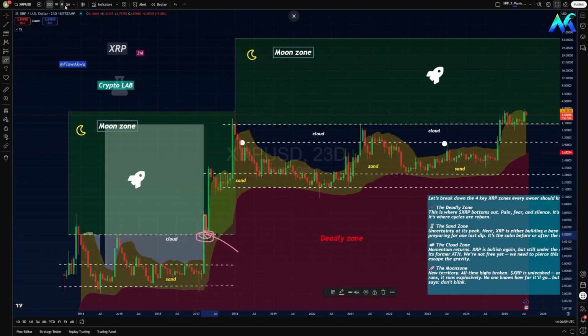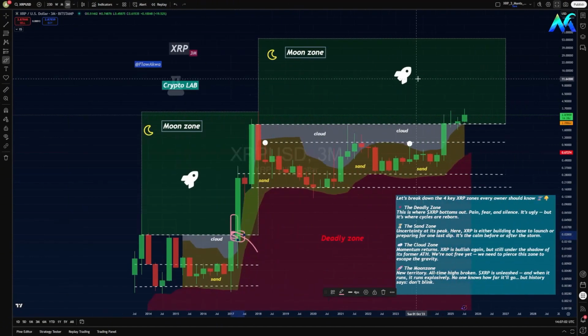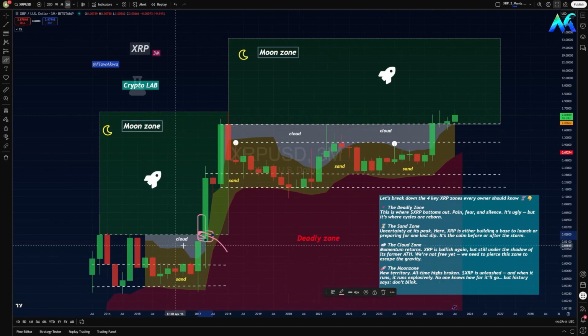So now if we go back to the 3-month time frame, you can understand better what is going on right now. Because here, after piercing the cloud and going to the moon zone, we came back to retest the cloud on the 23 days time frame.